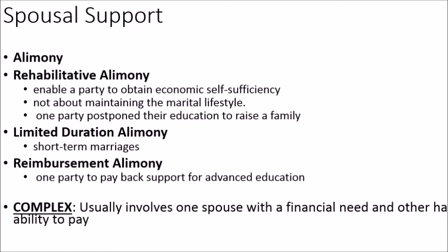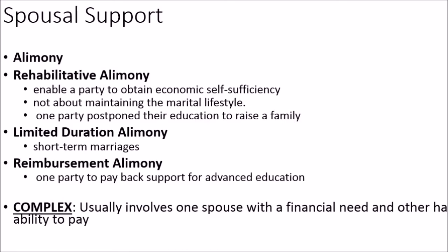There are 4 kinds of spousal support that are recognized in New Jersey, and I'm giving you the New Jersey examples here. Alimony, rehabilitative alimony, limited duration alimony, and reimbursement alimony. Alimony usually applies in a situation where there is a long-term marriage. The parties have been married for 30, 40 years or so, and one spouse did not earn as much as the other spouse, significantly less than the other spouse. Perhaps they were a homemaker, or they worked part-time, or they had a job that simply didn't earn as much.